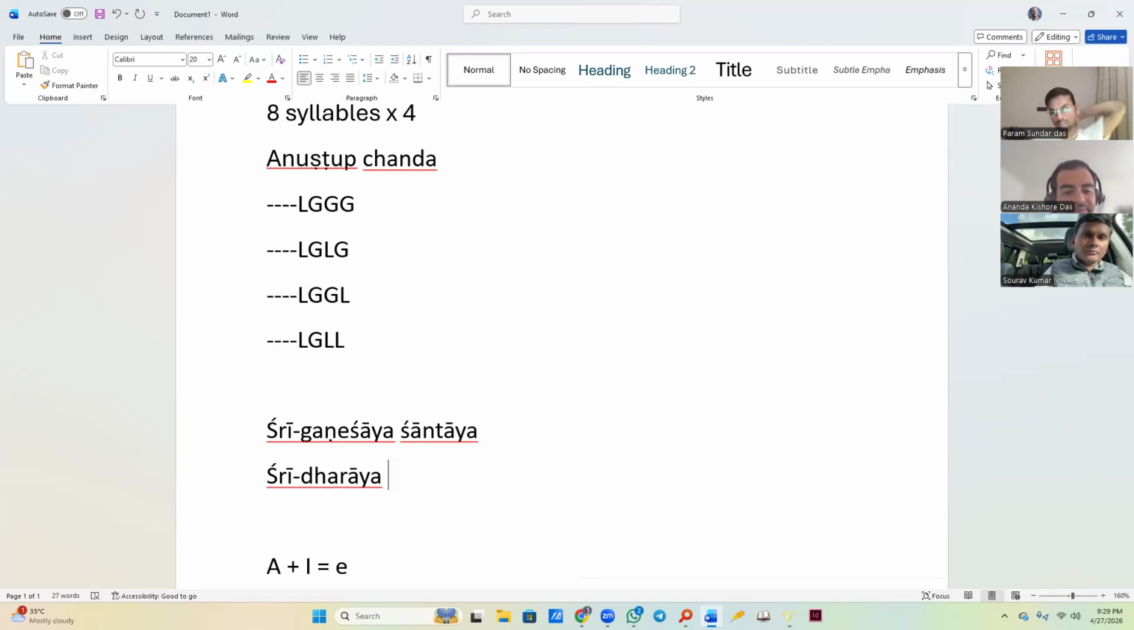Shri Ganeshaya Shantaya Sridharaya. Sridhara, Sridhar.